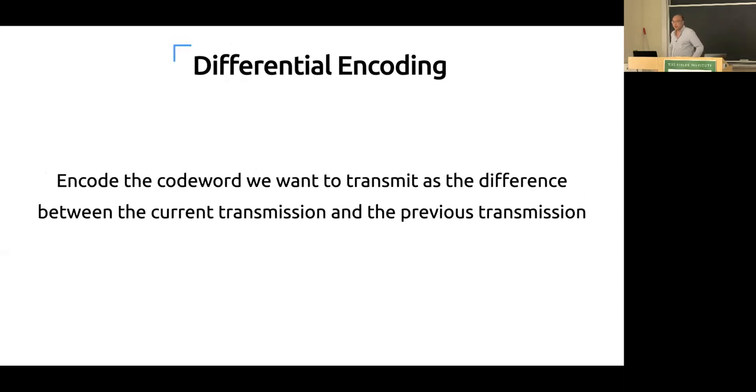And so I stopped working on this for a while. I mentioned this problem to Alex Vardy, who suggested that we look at using differential encoding instead to communicate a code word, not directly transmitting the code word, but actually transmitting it in the difference between what you want to send and what was sent before. And this was actually quite useful. So let me give an example of what differential encoding means.